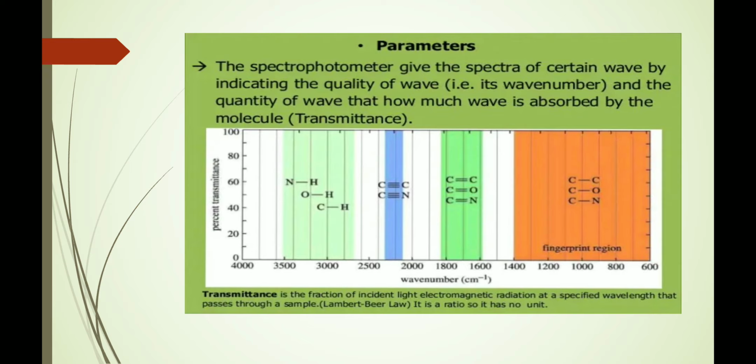Here are the parameters. The spectrophotometer gives the spectra of a certain wave by indicating the quality of the wave, that is its wave number, and the quantity of the wave, how much wave is absorbed by the molecule. Transmittance is the fraction of incident electromagnetic radiation at the specified wavelength that passes through a sample. That is Beer-Lambert's law. It is a ratio, so it has no unit.